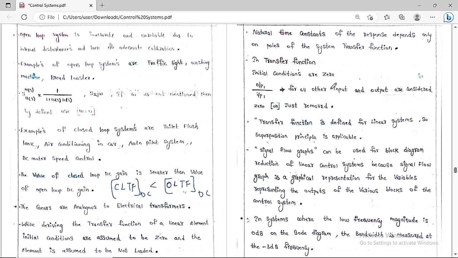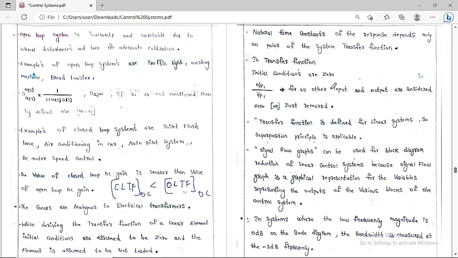Suppose a given system is a linear system with multiple inputs and multiple outputs, and I want to find the transfer function of the whole system. Then we find the output because of input 1 and the output because of input 2. The sum of these gives the overall output. So listen carefully.